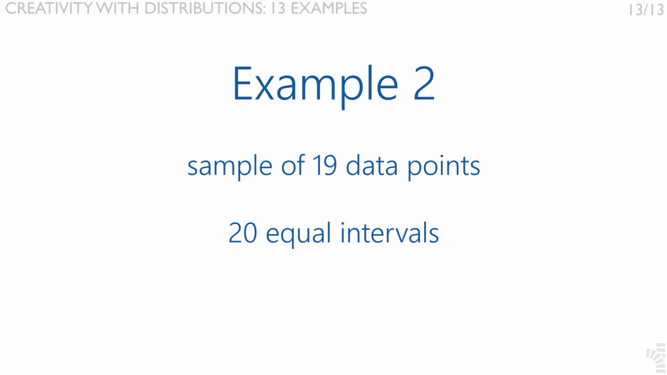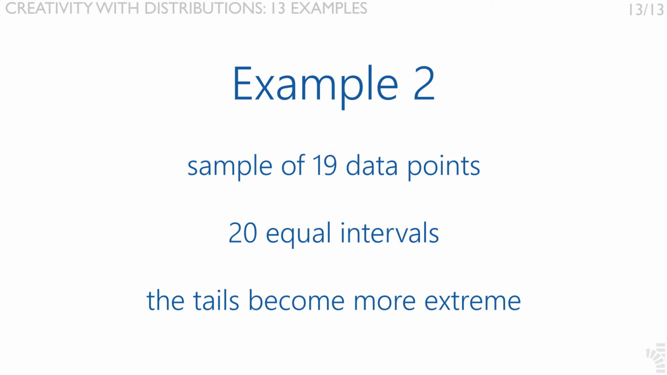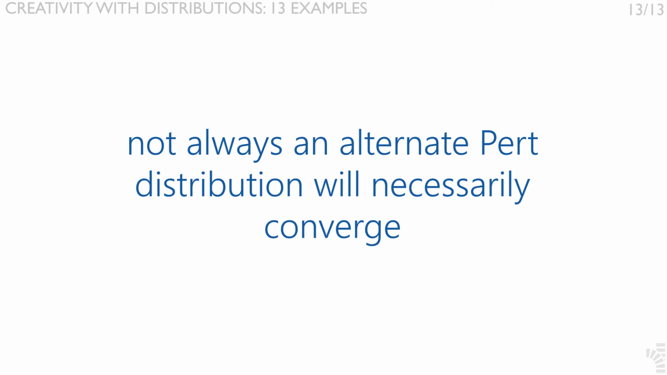In a larger sample case with 19 points available, then the smallest number would correspond to the 5th percentile, given the 20 equally distributed intervals, and the largest number would correspond to the 95th percentile. By increasing the sample size, the remaining tails of the implied distribution become more extreme every time. Consider that not always an alternate Pert distribution, which is the one that we will use for this exercise, will necessarily converge given the calculated parameters.